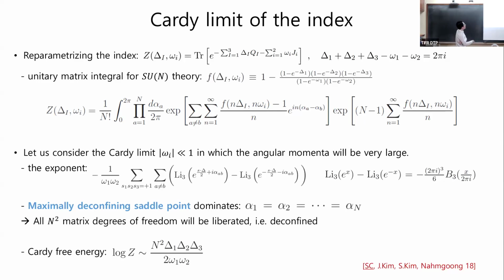Yeah, and this pair can also be greatly simplified to a polynomial. This is a Bernoulli polynomial, nothing but a cubic polynomial. So we have a cubic polynomial of these chemical potentials, and because we only have these adjoint fields, you can find that the so-called maximally deconfining saddle point dominates this integral, so that the eigenvalues assume all the same values.